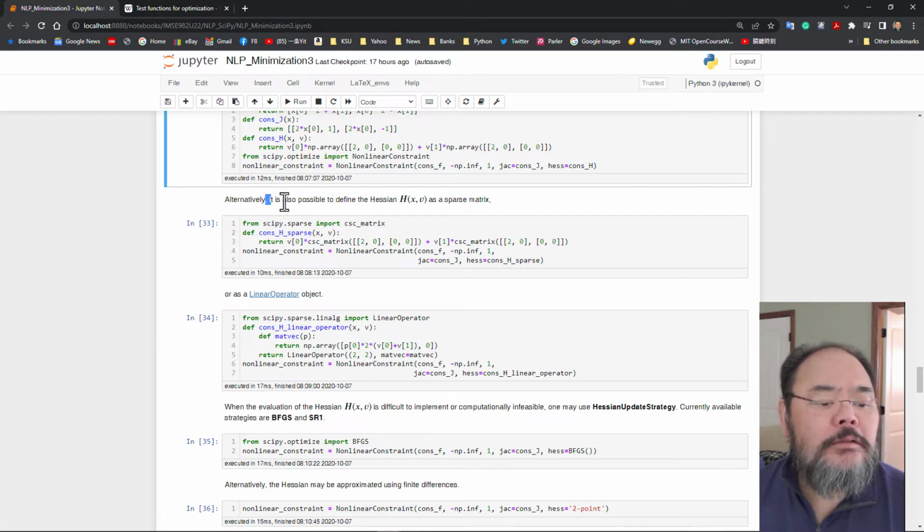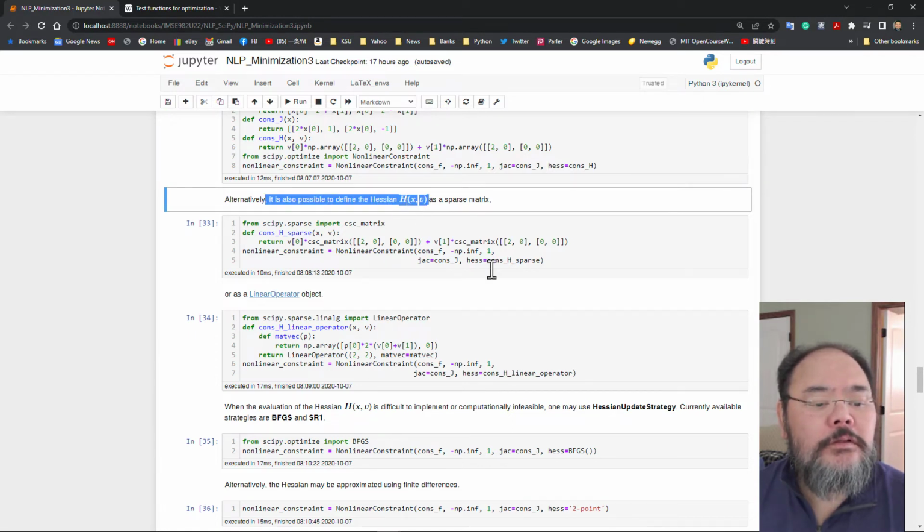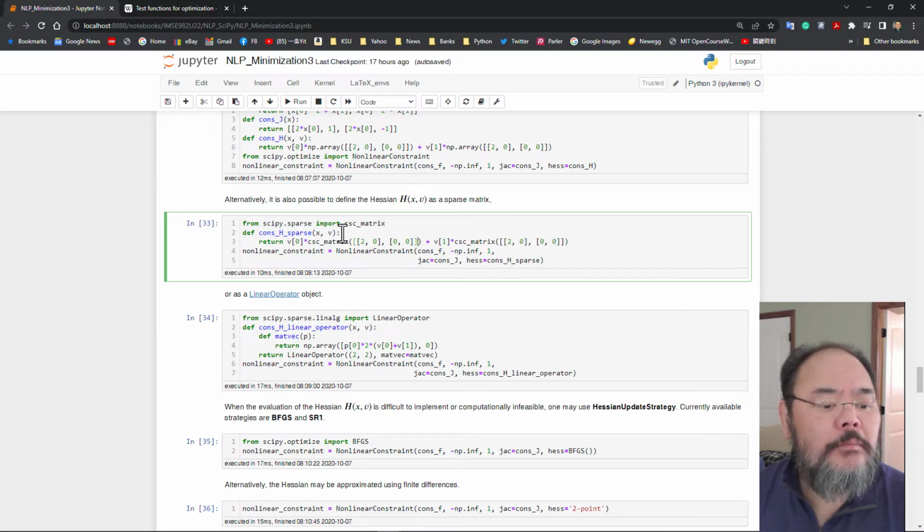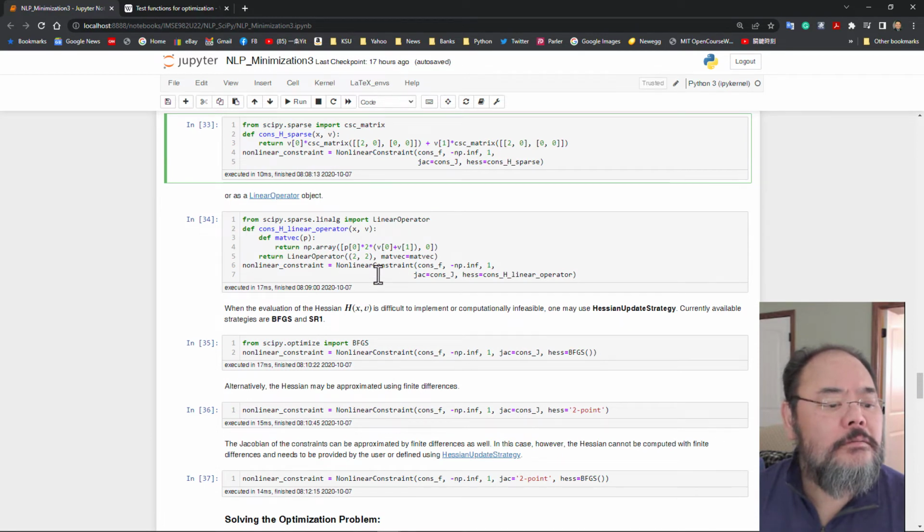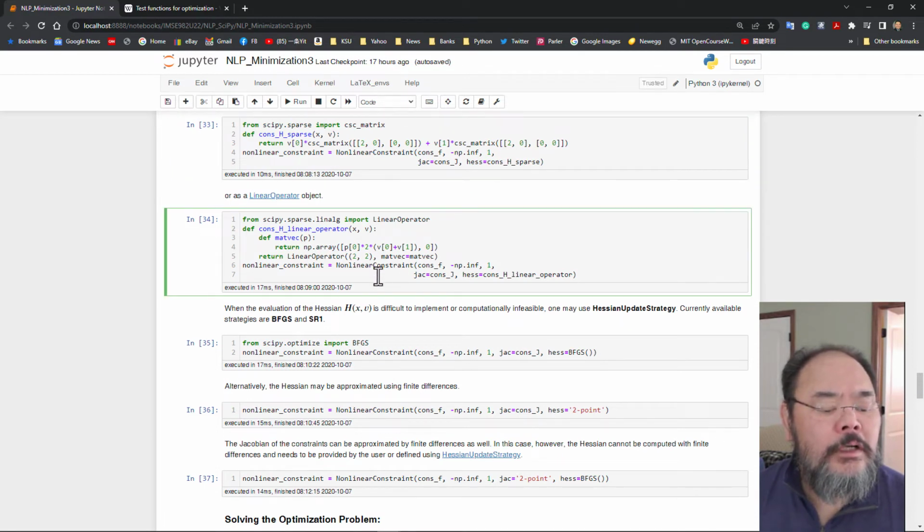Alternatively, we can define the Hessian of the matrix as a sparse matrix. I'm going to skip this part because it requires other explanation. First, defining the so-called nonlinear constraint as sparse, or the nonlinear function in a sparse form as well.